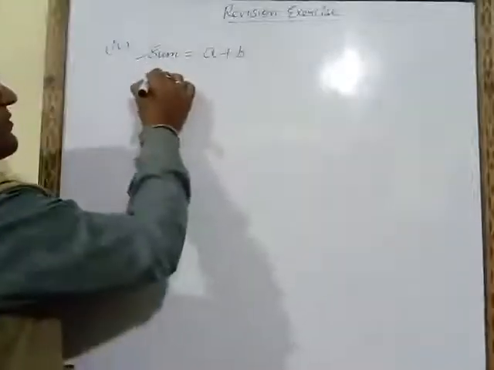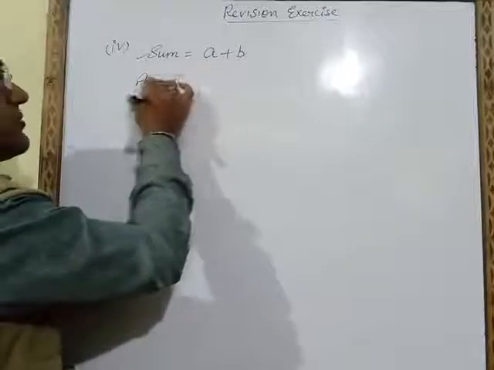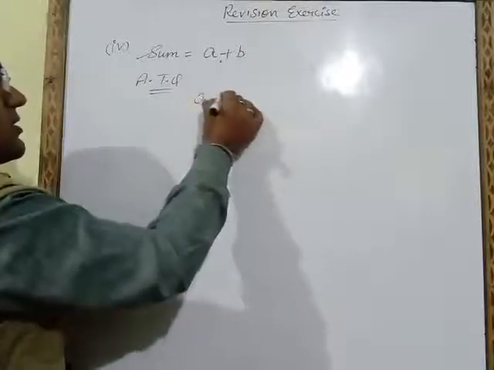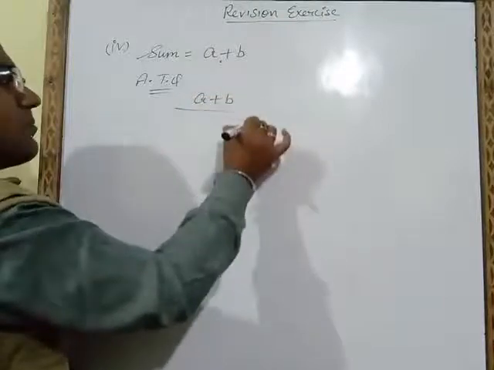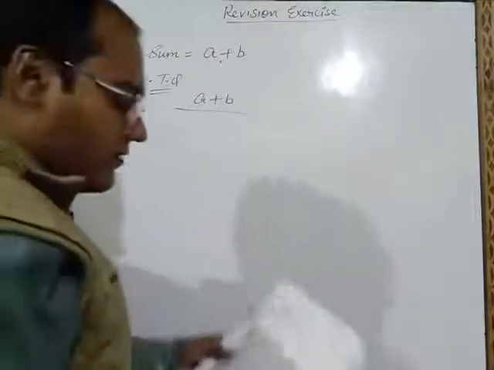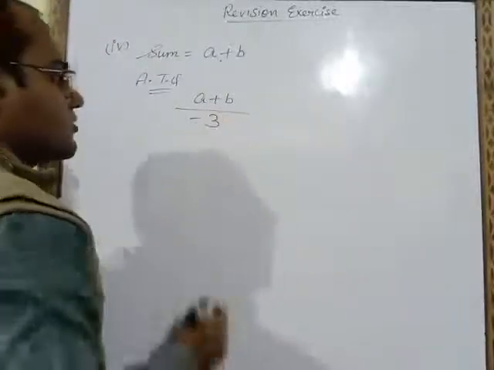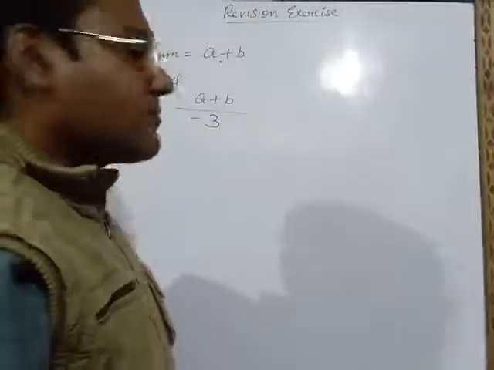So in the question, according to the question, he said we have to divide this sum. Sum means a plus b, divide means upon. So in the denominator we have to write -3. So this is your final answer.